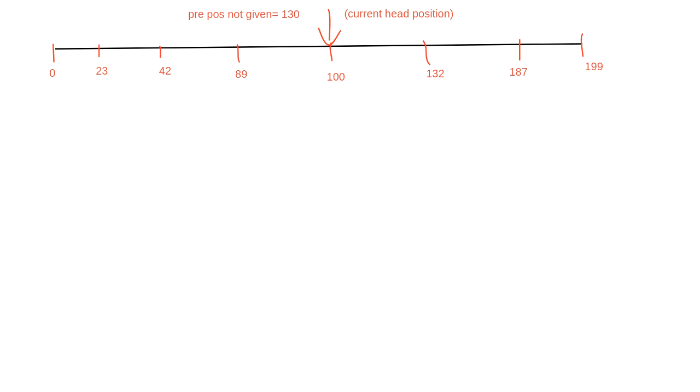So let us assume, if this is not given in the question, you can assume. I'm assuming that the previous head position is not given, so I'm assuming the previous head position is equal to 130, for example. If I assume the previous head position was 130, and the current head position is 100, it means your read write head is moving from right to left. Now let us see how the scan algorithm works.